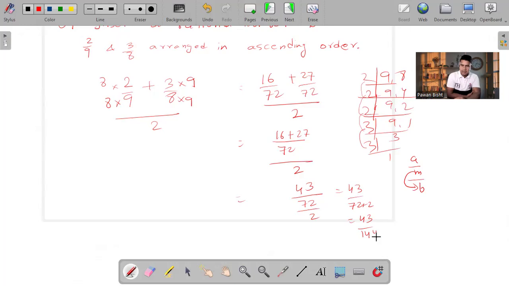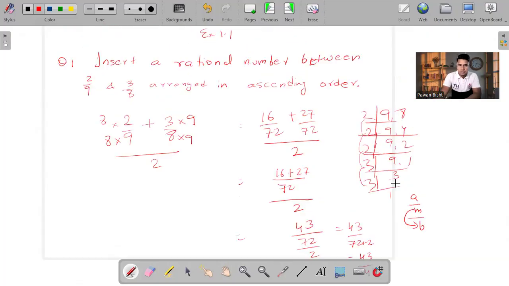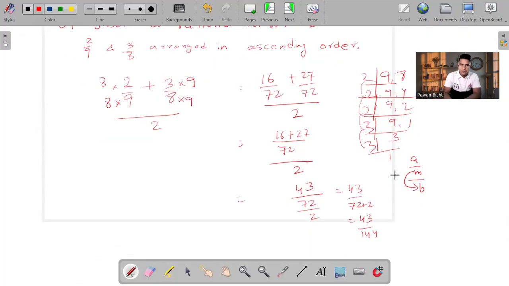Understand? So this is the first method of doing this: add both the numbers and divide by 2. Or another method of inserting a rational number between two numbers is you try to make the denominator the same, like we have done here. So this is the second method, 2 over 9. We multiply numerator and denominator by 8, and here we multiply numerator and denominator by 9. So 16 over 72, 27 over 72. So write any number which is in between these numbers, that will be your answer.